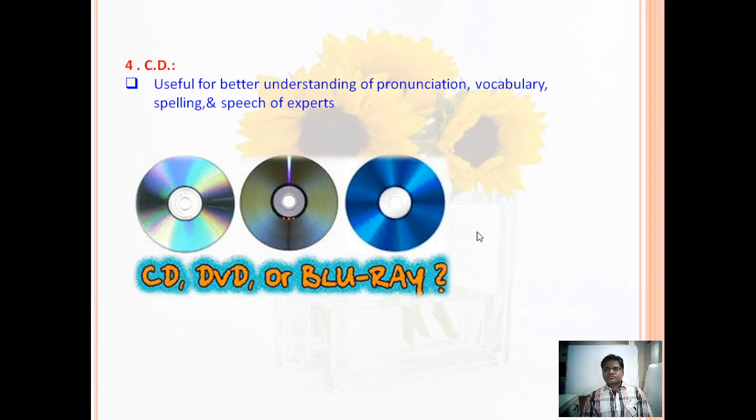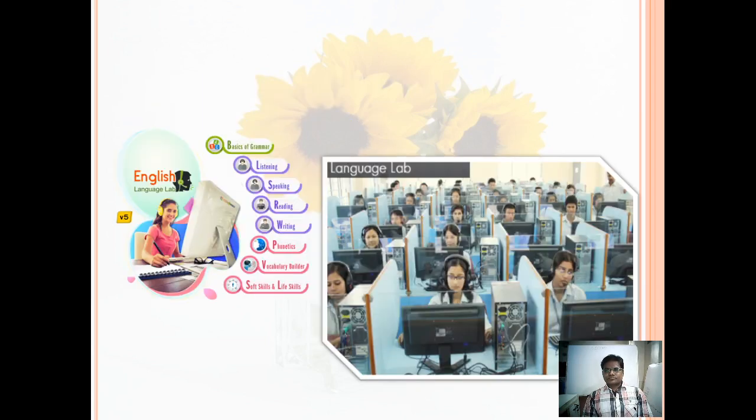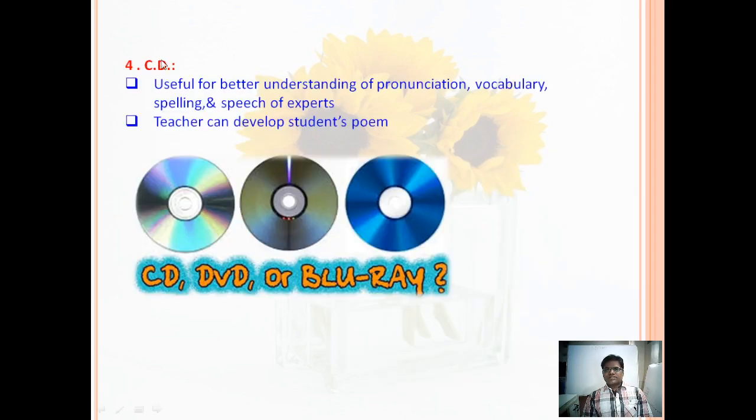And fourth one is CD. CD means compact disc. Right now we call it CD, compact disc, and this one is DVD. DVD means digital video disc. And after that, right now these discs are used, that is Blu-ray. In this Blu-ray, more data can be directly saved.